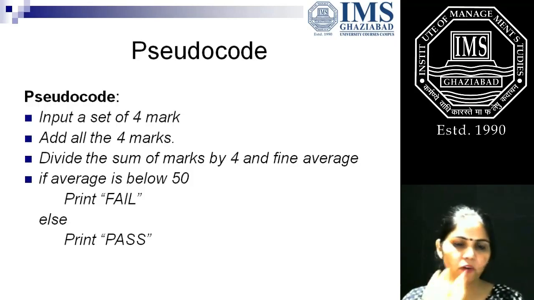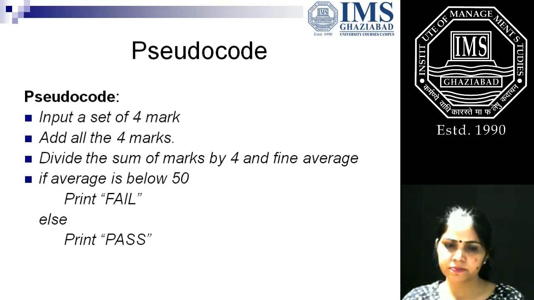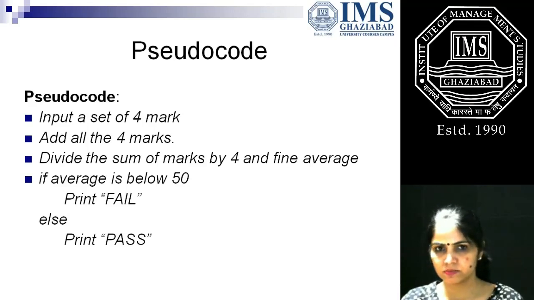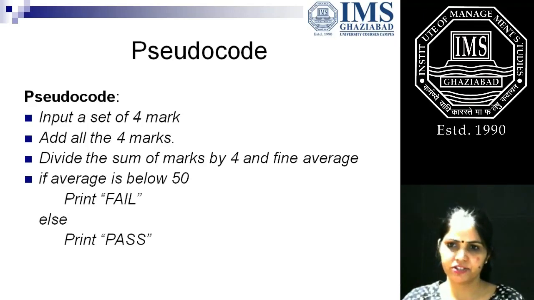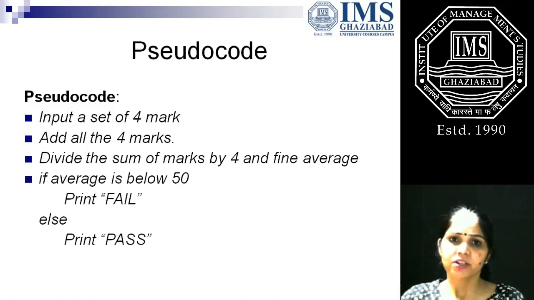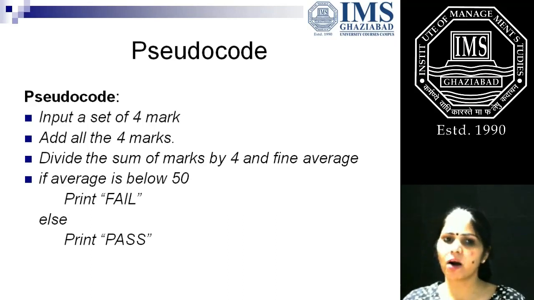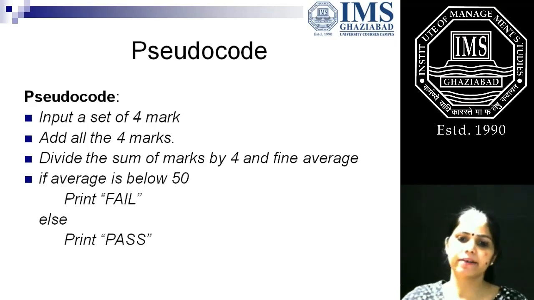Let's see the pseudocode for this particular example. Input a set of 4 marks, add all the 4 marks. Then divide the sum of the marks by 4 and find the average. Once you have the average, check whether the average is below 50 or above 50. If the average is below 50, then we print fail, and if it is above 50, we print pass. So this pseudocode is a step-by-step procedure, but it is written in normal English language, the way we speak, the way we write.